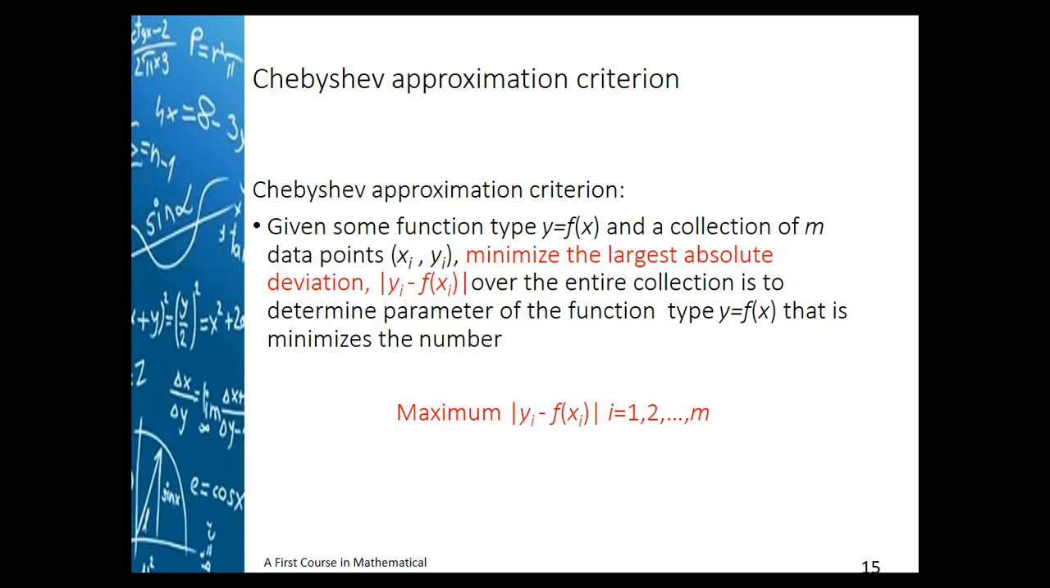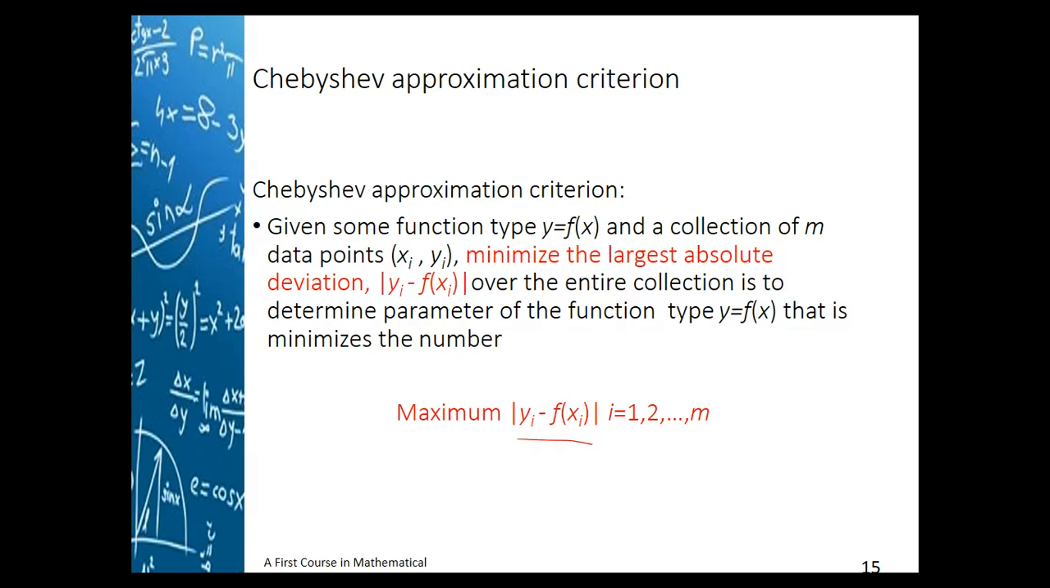We just focus on the distance only. We don't care about the sign, whether it is upper or lower, negative or positive. We just focus on the distance. That's why we want to find the minimum of the largest absolute deviation. All these three criteria just focus on this. If you notice, all are similar.